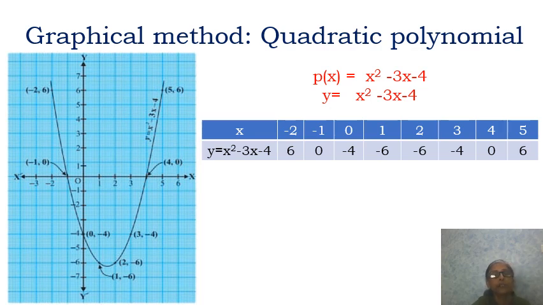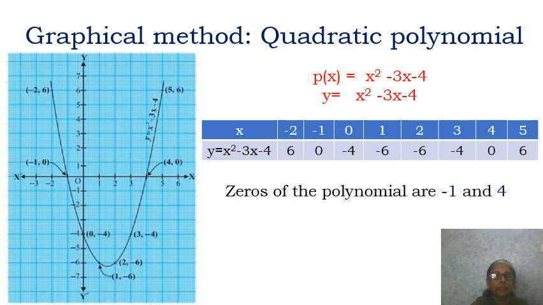Minus 1, and for the next one it is 4. So what are the zeros of this polynomial? Minus 1 and 4. Okay, zeros of the polynomial are nothing but the x coordinates for y is equal to 0. Hope it's clear to you.